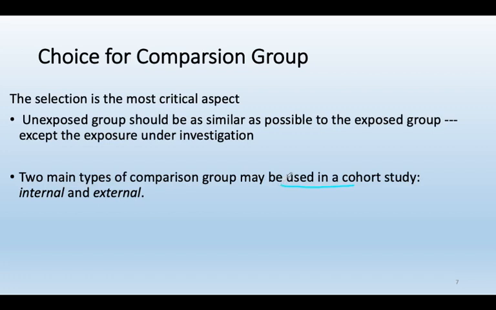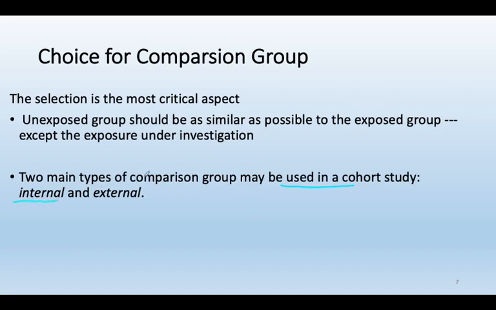Now the choice of comparison group. If the event you are studying is a rare event, like the Hiroshima Nagasaki atomic bomb, how are you going to compare them with someone who is not exposed to that event? In that case, there are two tricks we are going to learn. The selection is mostly a critical aspect. The unexposed group should be as similar as possible to the exposed group. Remember the example of school kids? The ones who smoke are our exposed group. The others who don't smoke are our unexposed group. So that is called an internal control.